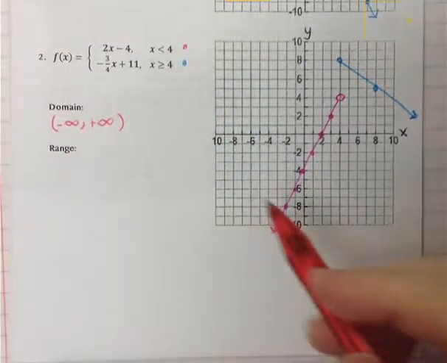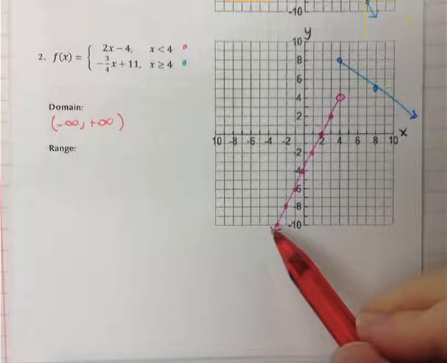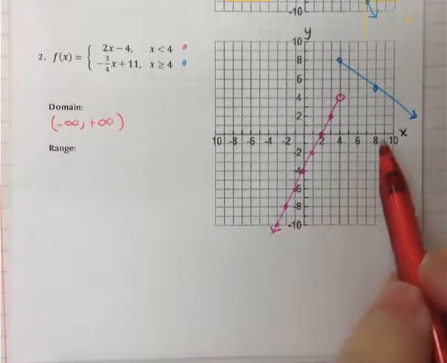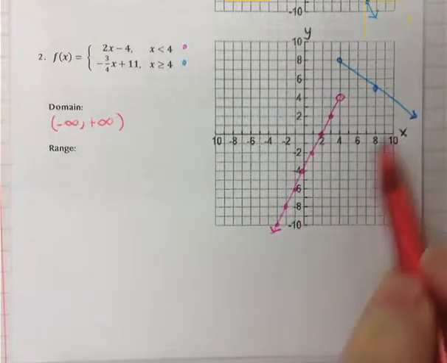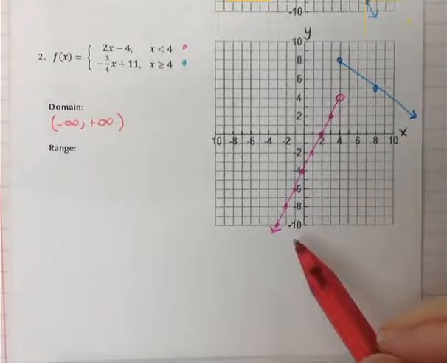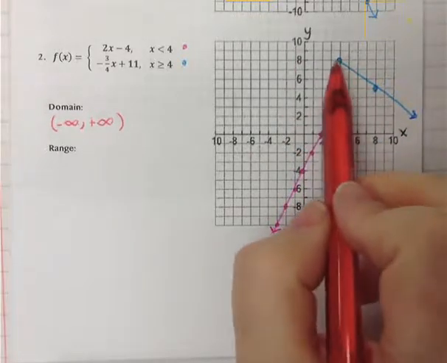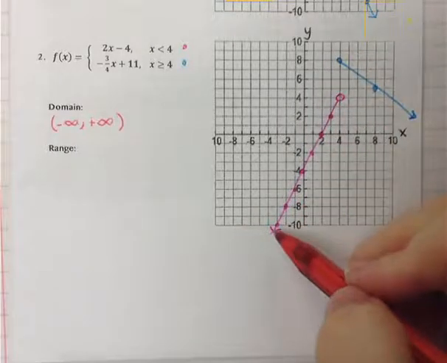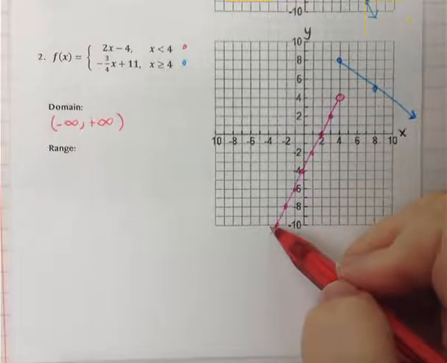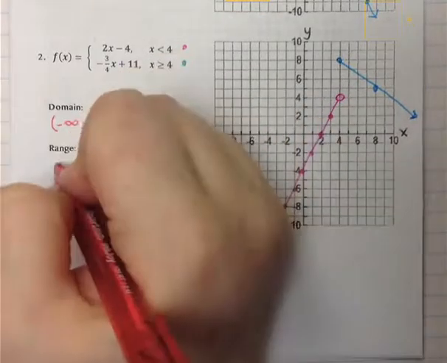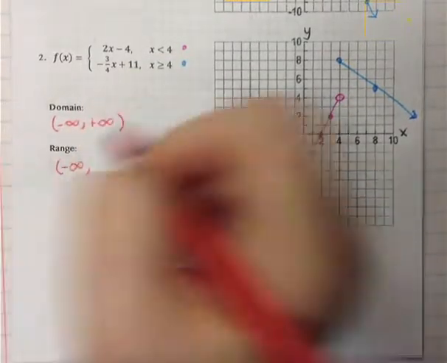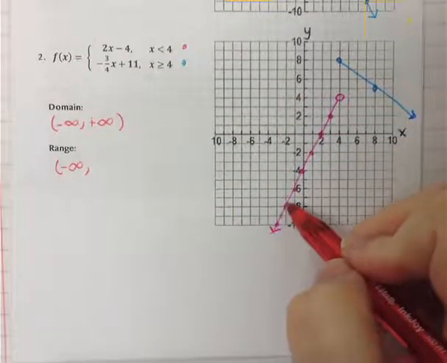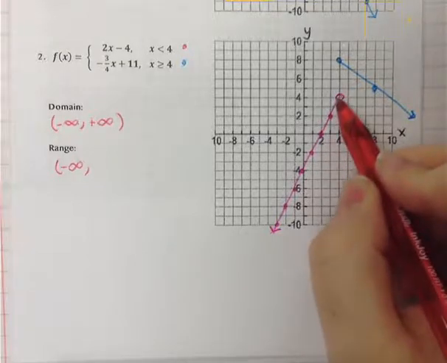For the range, I have an arrow pointing down and also an arrow pointing down. So both of these arrows are pointing down. That's definitely a negative infinity. And then the highest point is up here. So we have to get from, if I use the pink one, I need to go up. So this is going to be definitely a negative infinity to something. So I go up, stop. But this is open, so it's not actually there.